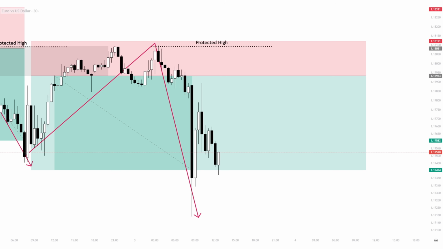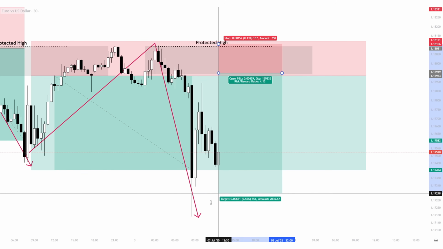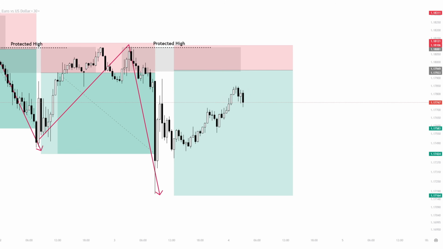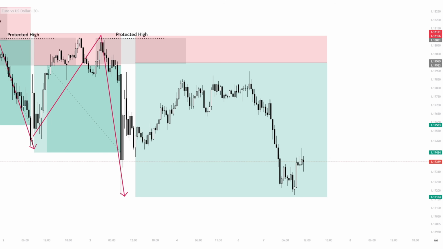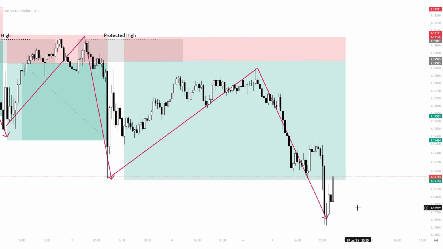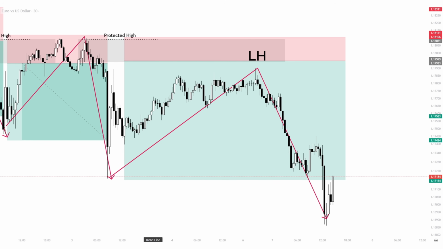So we zone out the resistance or supply, then we sell short with the stop loss above the protected high, and take profit below the low. And let's see, so far it's slowly moving up. And what a move, a very bearish move. This time we missed the entry, which will happen many times, but you don't need many wins because of the pretty high risk-reward setups. But you can see that the price action has still respected, which means that the market still formed a lower high below the past protected high, which forms a new protected high, from where the market formed a lower low. So basically the same price action.